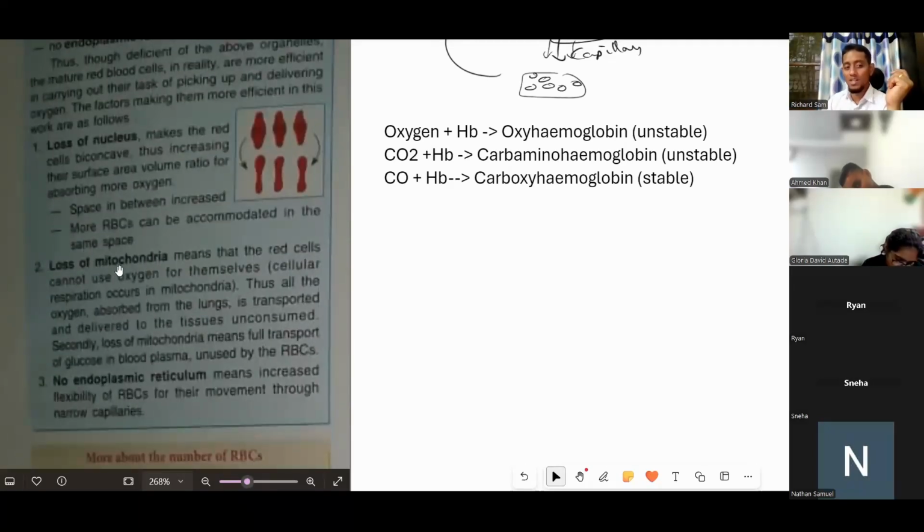Next, what is the advantage of not having mitochondria? What is mitochondria? Powerhouse of the cell. Why do we call it the powerhouse of the cell?